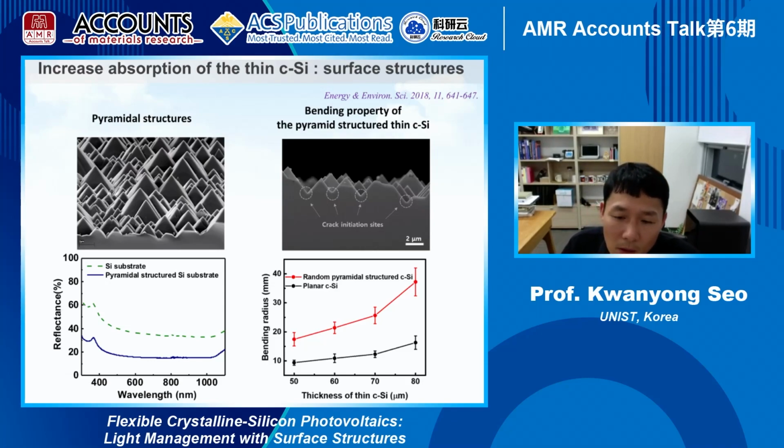So when we measure the bending radius with the pyramidal structure on the planar silicon substrate, it shows almost twice the value of the bending radius. This means that even with the pyramidal structure, we can minimize the surface reflection significantly, but the bending flexible property is getting poorer. So we have to find another candidate for the surface reflection minimization in this application.